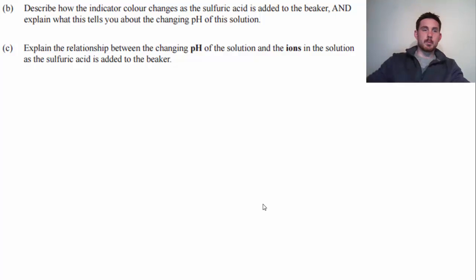For question 4, B and C, I've decided to answer both of these points together. So describe how the indicator color changes as sulfuric acid is added to the beaker, and explain what this tells you about the changing pH of the solution. And then explain the relationship between the changing pH of the solution and the ions in the solution as the sulfuric acid is added to the beaker. So again, we're looking at the particular ions in the solution and the ratio of them.